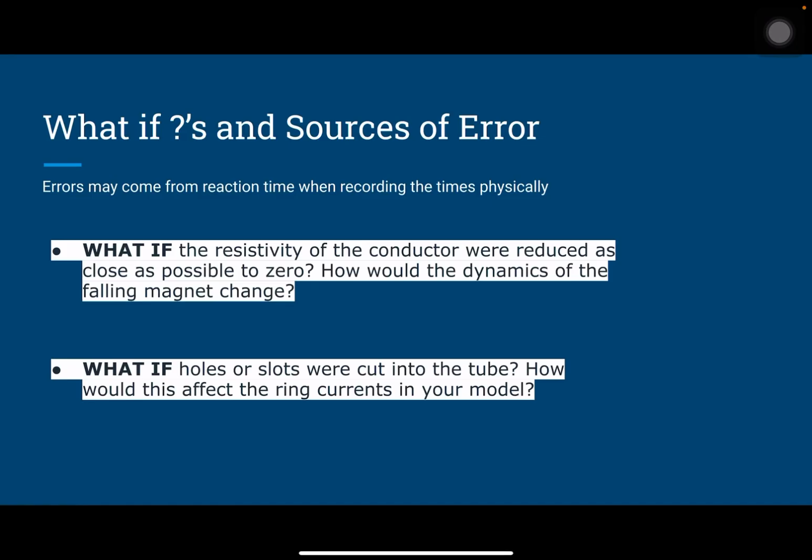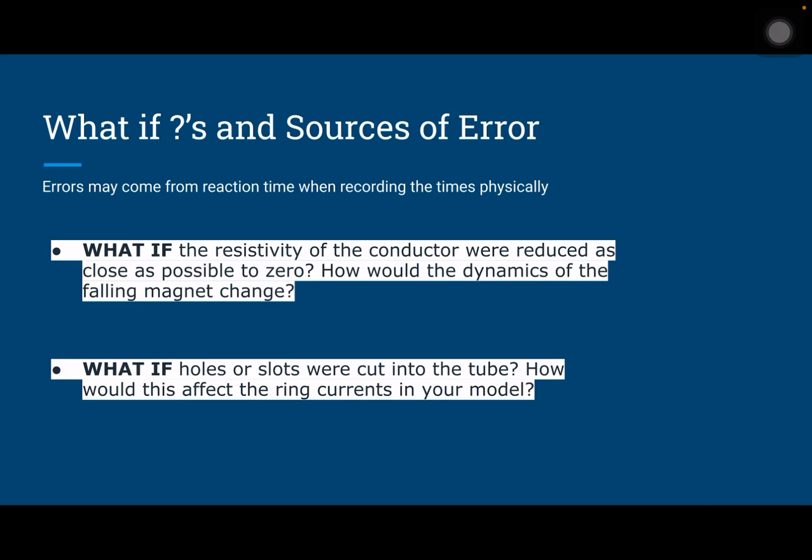So, what ifs and sources of error. Some errors may come from our reaction time in recording the physical times of the magnet falling onto the table, which is reasonable because humans' reaction times are much slower than if a computer were to do it.